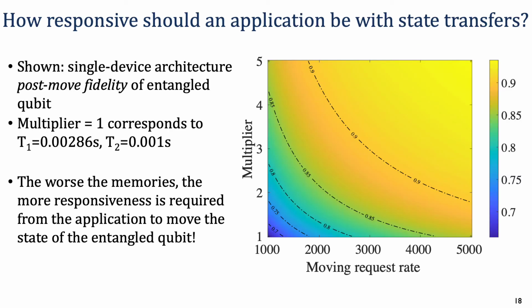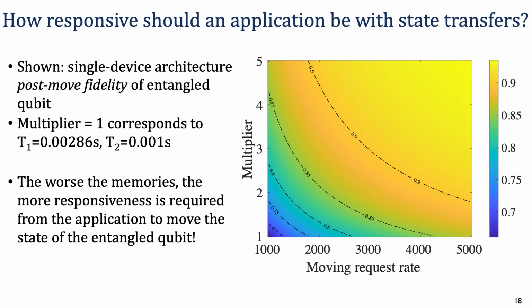One more result is the post-move entanglement fidelity as a function of the moving request rate. Each point on this heat map represents the post-move fidelity of the single-device architecture. On the x-axis, we vary the application responsiveness, in other words, how quickly, post-entanglement generation, the state of the entangled qubit is requested to be moved.